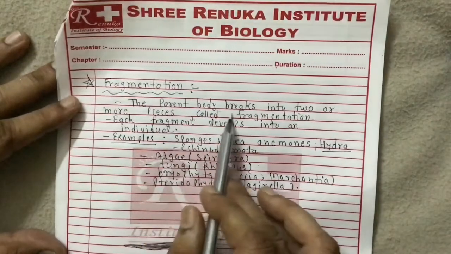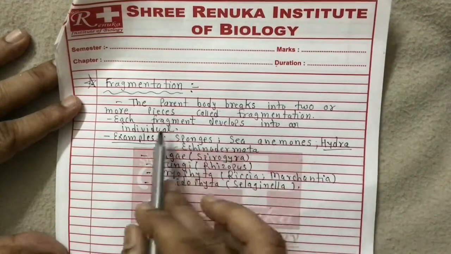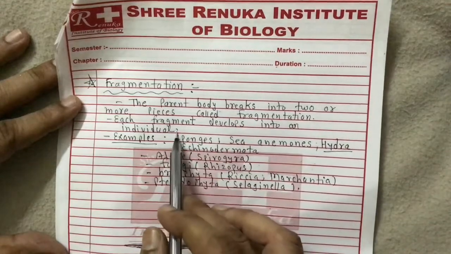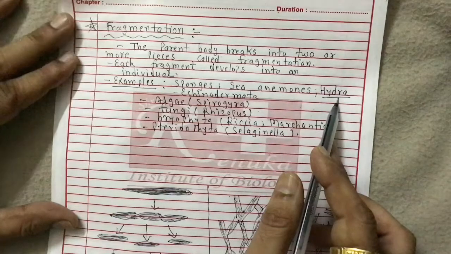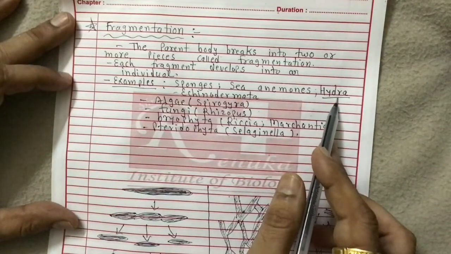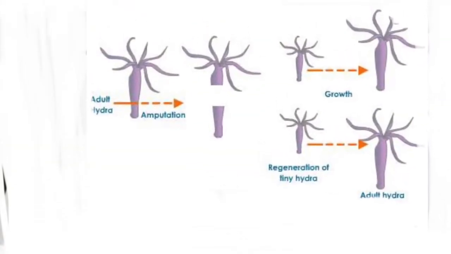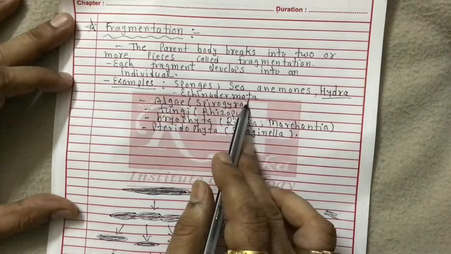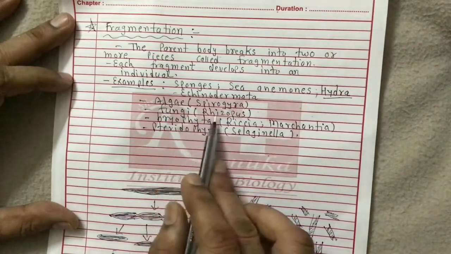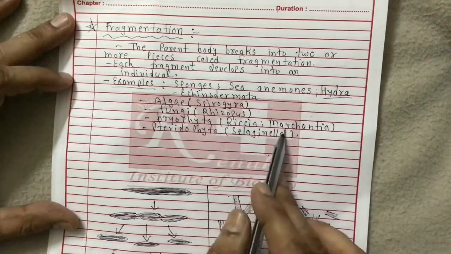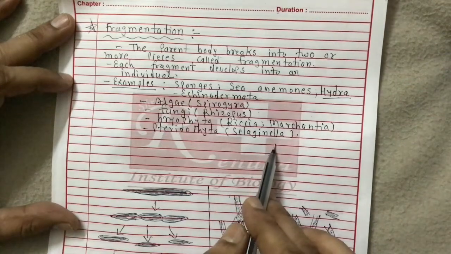Fragmentation. The parental body breaks into two or more pieces, called fragmentation. Each fragment develops into an individual organism. It is found in sponges, sea anemone, and hydra. Students, the hydra example is given in NCERT for the fragmentation. Echinodermata also show fragmentation. The plants like algae, Spirogyra, in fungi, Rhizopus, Bryophyta, Riccia and Marchantia, and Pteridophyta like Selaginella also show fragmentation for the asexual reproduction.